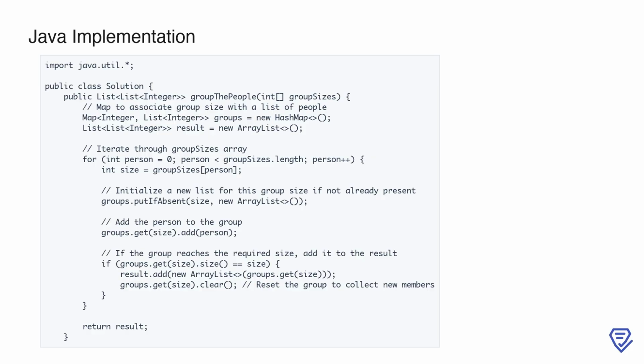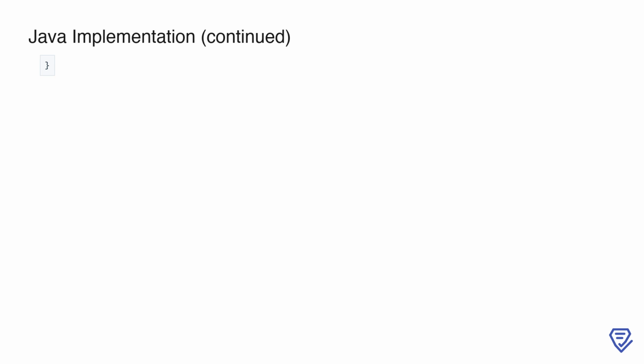If the size of the group reaches the required limit, we add this group to the result list and clear the group in the map to allow for new groupings of the same size. Finally, the result list, which now contains all the correctly grouped people, is returned. This ensures that each group in the result matches the size specified in the input array. By utilizing a hash map and dynamically managing the groups, this approach efficiently organizes the data into the required structure while adhering to the constraints of the problem.